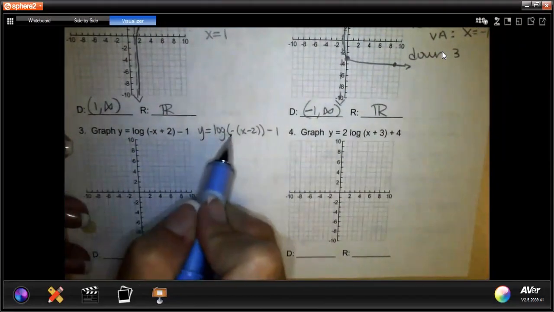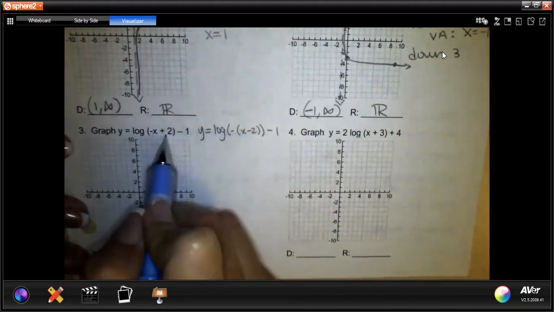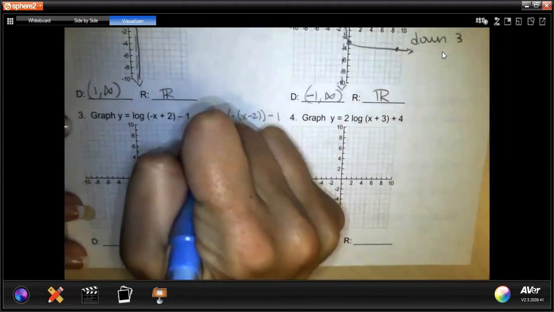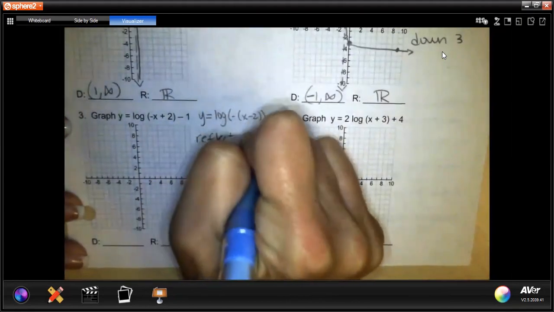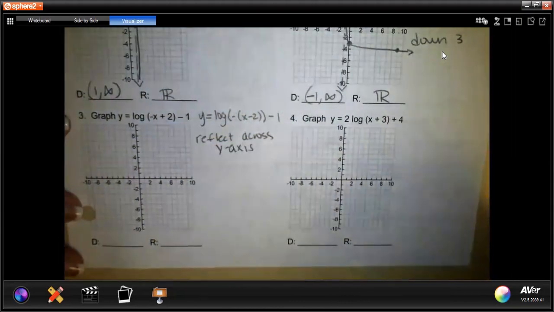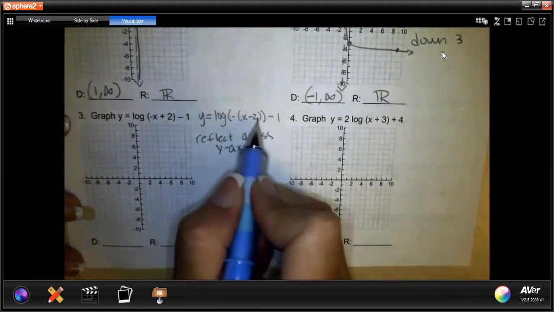I have factored out the negative. Negative times x is -x. Negative times -2 gives me a +2. Now I can determine my transformation. So the first one is going to be that reflection across y. The second one is going to be to the right 2, since this is x -2.